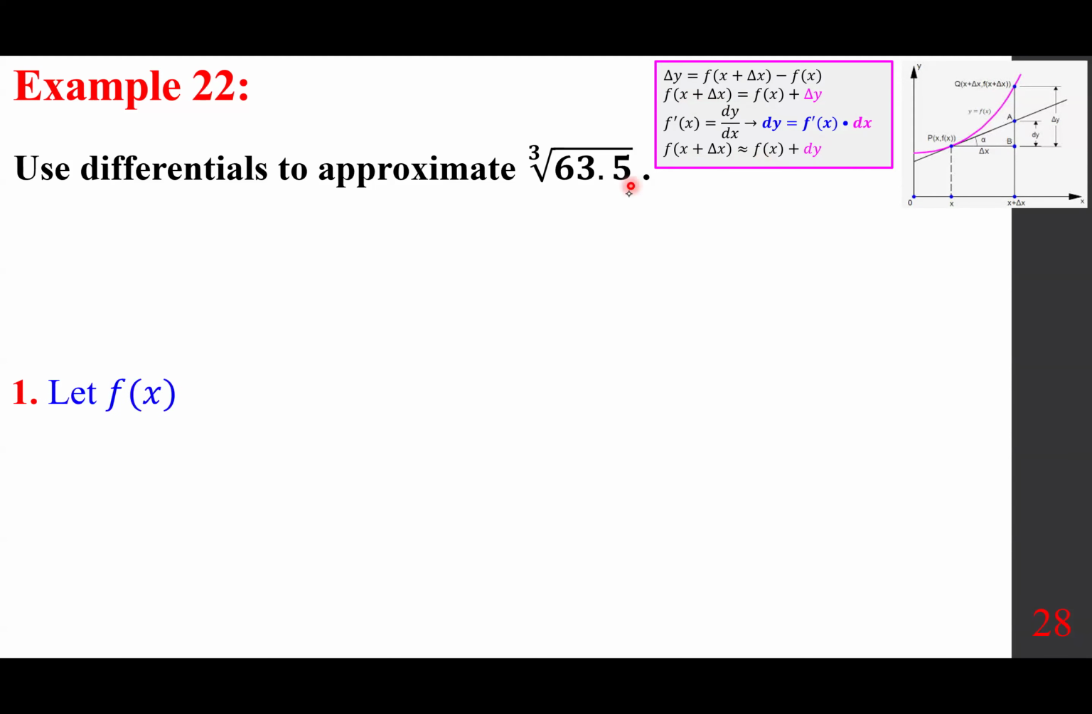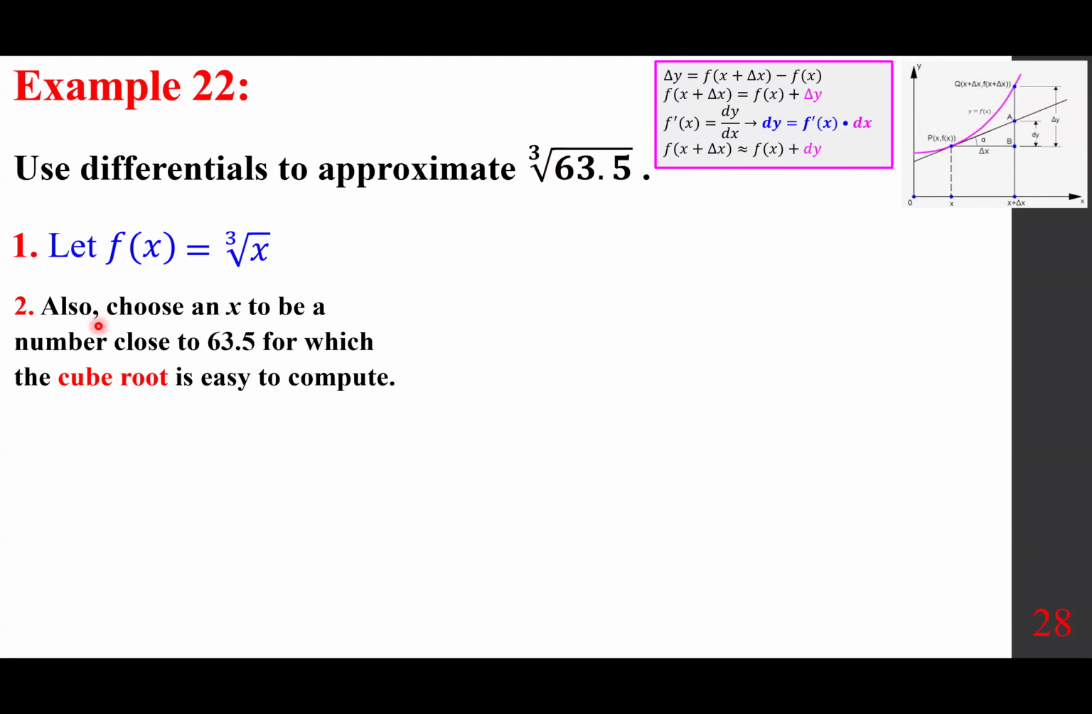So what is the function? You look at the operation. The operation is taking a cube root, so the cube root of x. Also, we need a number. Choose an x close to 63.5 for which the cube root is easy to compute. Obviously 64, because the cube root of 64 is 4.